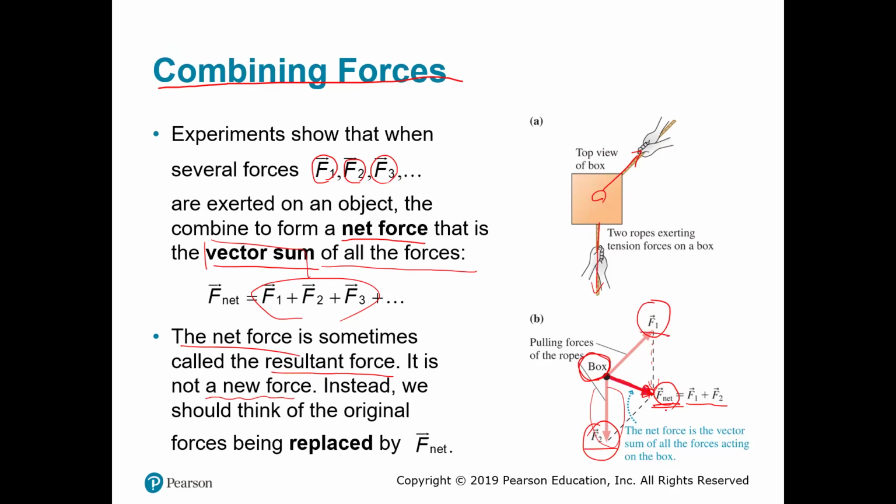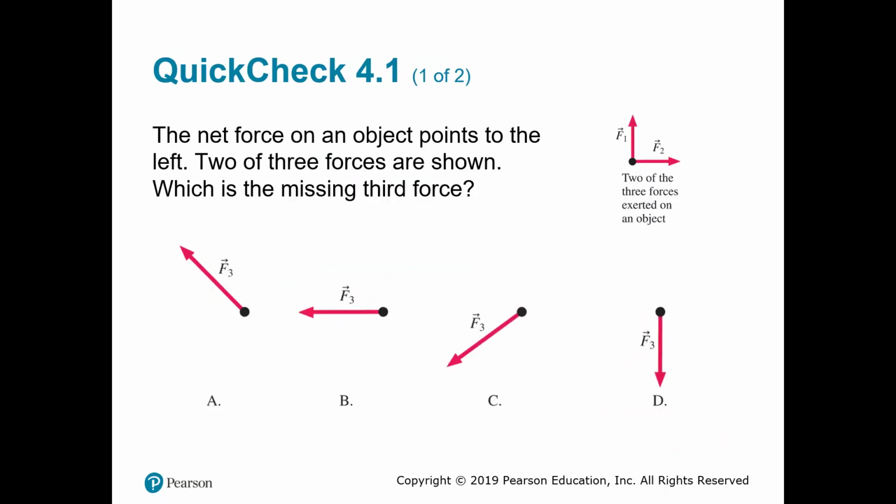In addition, F net again is not a new force. It is simply the sum of these two forces. Again, this is not an additional new force. It's called, again, the resultant force. Right? And then the net force on the object points to the left. Two of three forces are shown. Which is the missing third force?